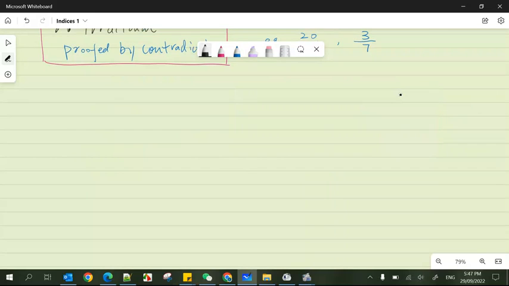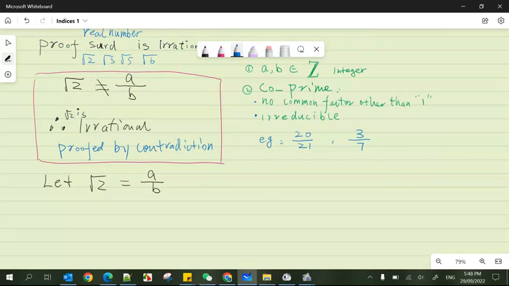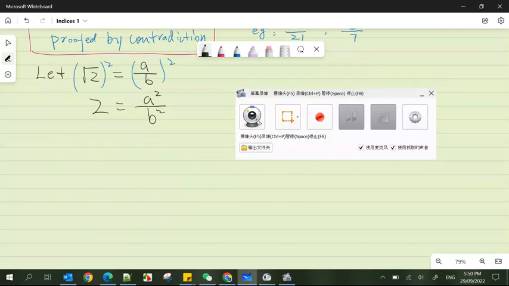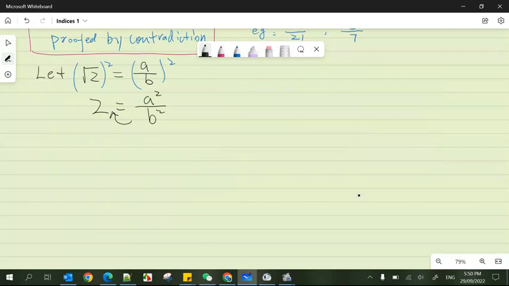Now let's start to prove. Firstly, we let square root 2 equal to two integers, a over b. As we know, both a and b are integers, and they share no common factor. They cannot be further simplified. Now, let's square both sides. The square of square root 2 equals 2, and the right-hand side equals a squared over b squared. We move this equation, and it becomes 2b squared equals a squared.